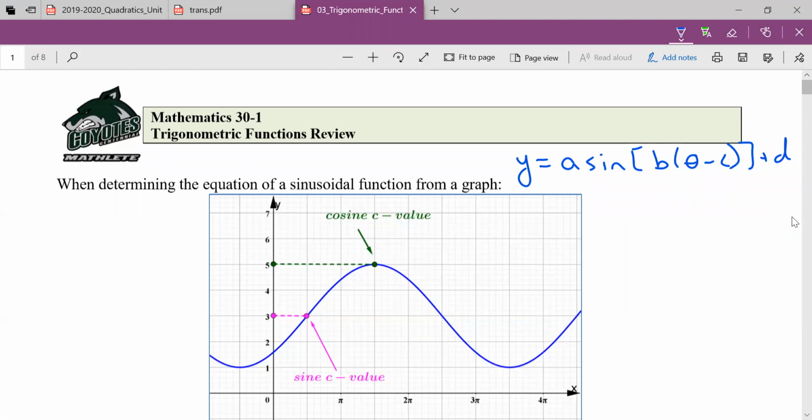The first thing I always want you to do is draw this midline in. On the graph that I see here, there's that midline. So this would tell me that my D value is 3. After that, I want you to look for your amplitude, your A value. Again, there is a formula for this, but why use a formula when I can just count? My amplitude is 2.